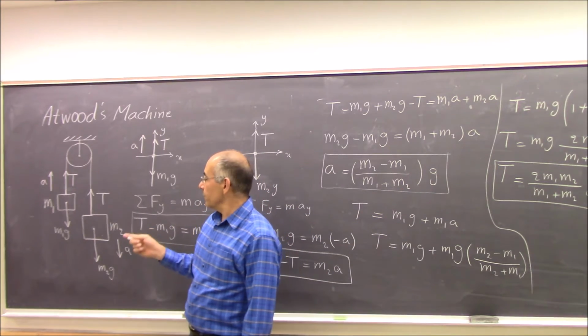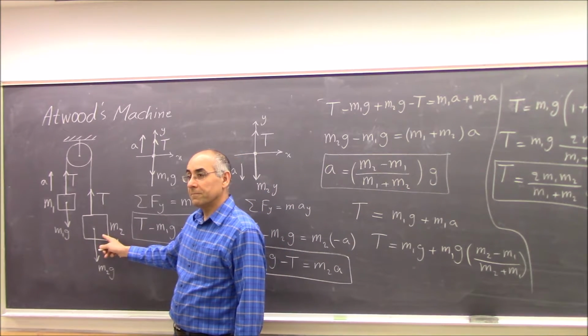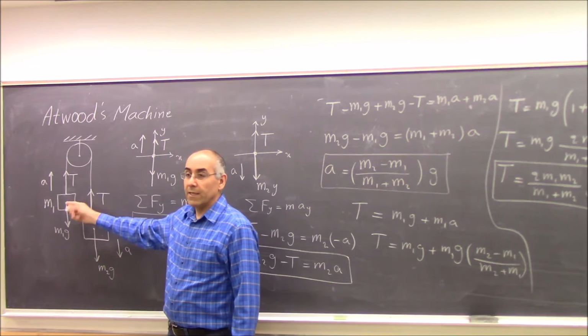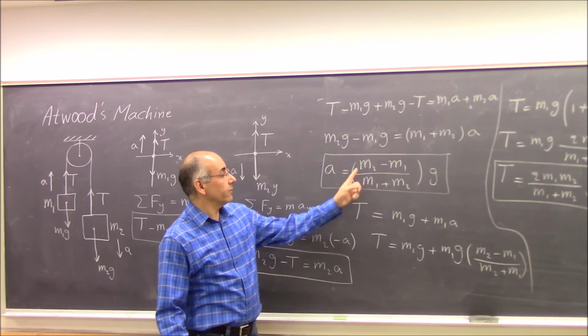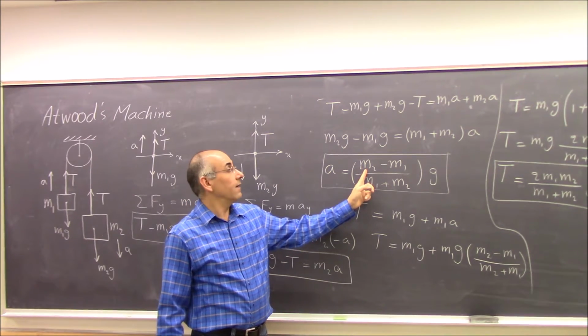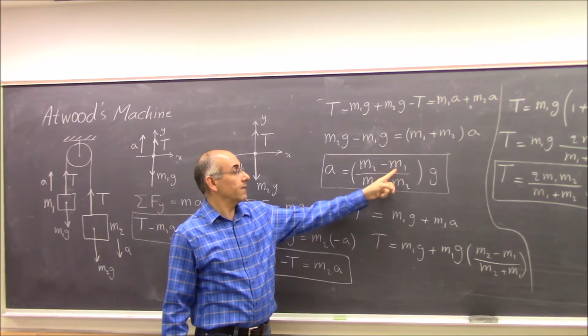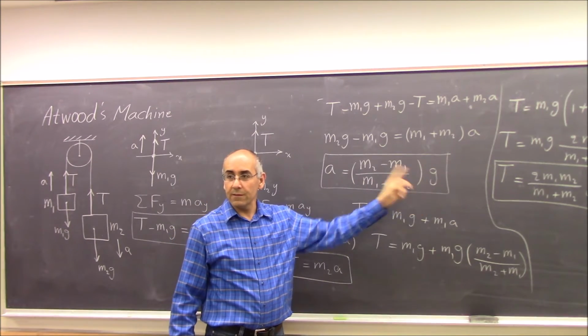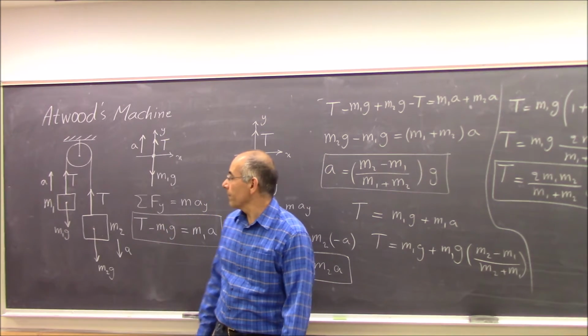What do you expect if M2 was 0? The other one, yeah, goes the other way, right? So A will be negative G. So you put M2 equal to 0, get negative M1 over M1, which is negative 1, times G. You see, it works every which way.